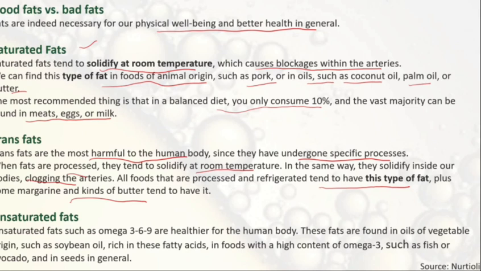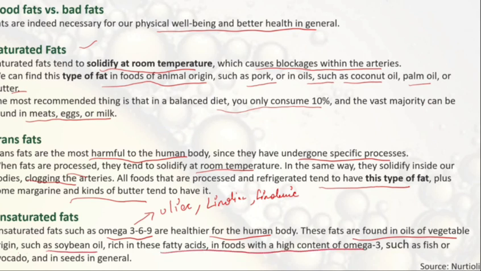But if we look at unsaturated fats, such as omega-3, 6, 9, these are oleic acid, linoleic acid and linolenic acid, and they are healthier for the human body. Why? These fats are found in vegetable oils like soybean oil. These are rich in fatty acids, in foods with a high content of omega-3. Fish is a very good source of omega-3, as are avocado and seeds in general. So we'll say that unsaturated fat is a healthier option compared to saturated and trans fats.